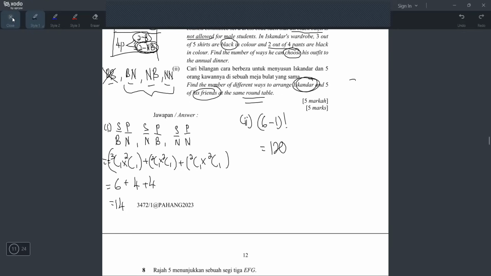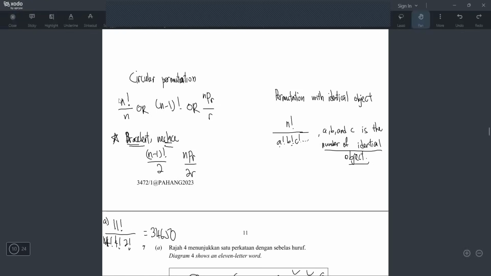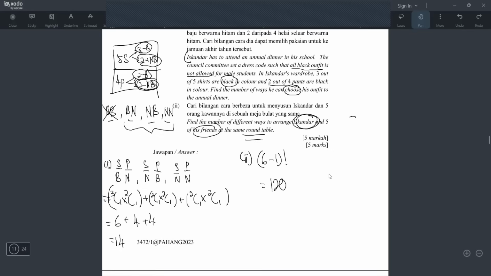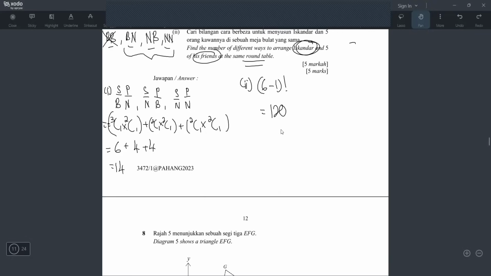Okay, of course you can use the other formula that I showed you just now, which is n factorial divided by n. If you write n factorial divided by n, you will do 6 factorial divided by 6, and believe me, you will get 120 also. So there are two ways to write this.